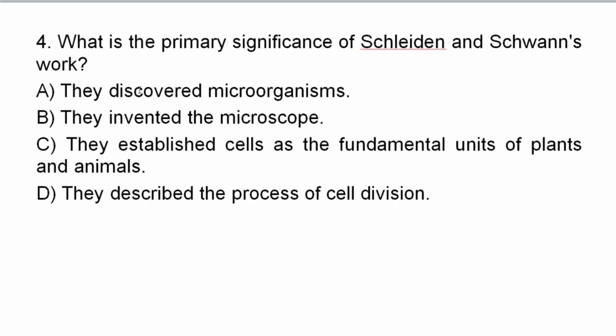Question number 4. What is the primary significance of Sheldon and Schwann's work? A. They discovered microorganisms. B. They invented the microscope. C. They established cells as the fundamental units of plants and animals. D. They described the process of cell division. What's the significance of their theory from the given alternatives? Find the correct answer for question number 4.